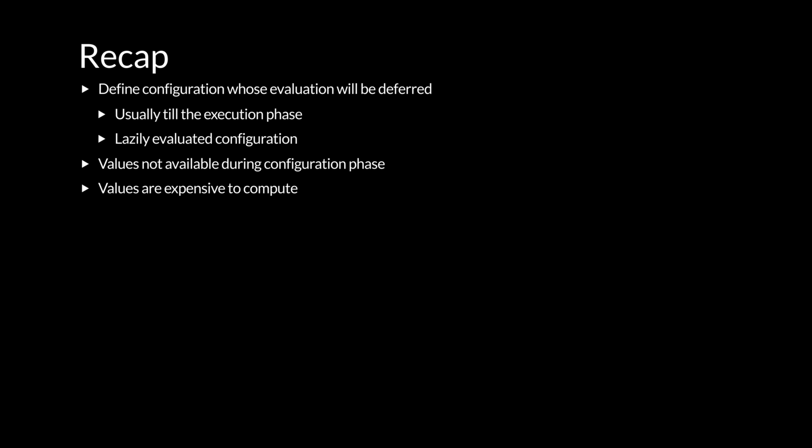In summary, properties and providers allow you to define configuration whose evaluation is deferred till the get method is called, usually in the execution phase. This is also sometimes referred to as lazily evaluated configuration or just lazy configuration. This addresses use cases where either some values are not available during the configuration phase, or the values are expensive to compute and should not be done during the configuration phase. The second point is important to remember. It is recommended not to do expensive evaluations in the configuration phase as it can lead to performance issues.